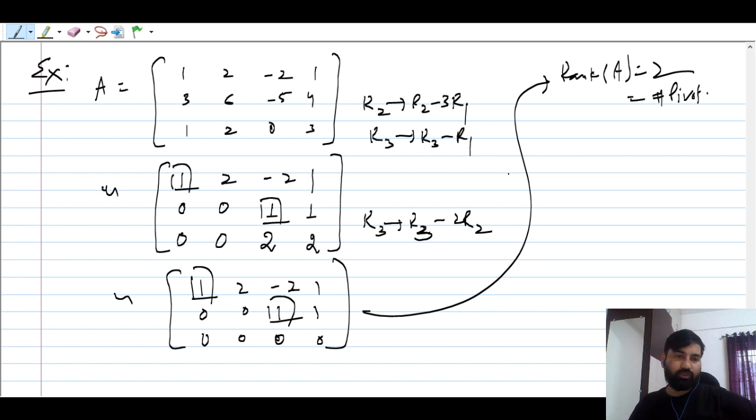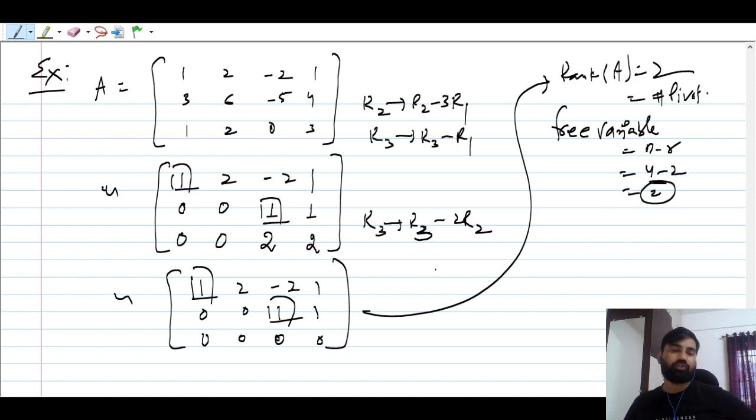I hope this makes sense to you, right? Please remember. Aur aap yahan par bata sakte ho ki free variables kitne hain. So free variables are going to be n minus r, where n is 4, minus 2, which is 2. Maine aapko bataya tha ki the vectors corresponding to the free variables are known as the basis, right? Vectors corresponding to free variables are known as basis.